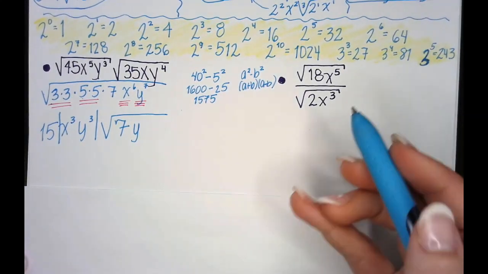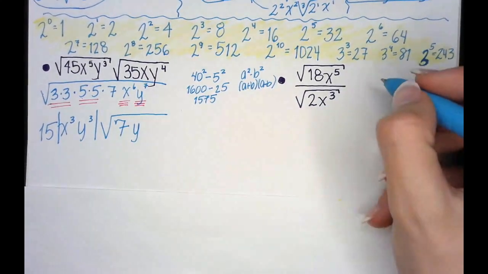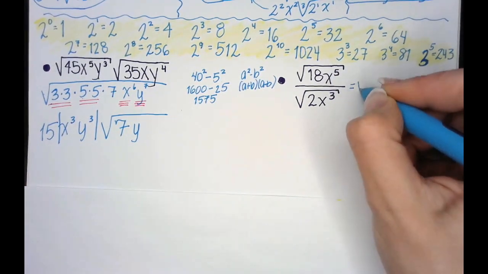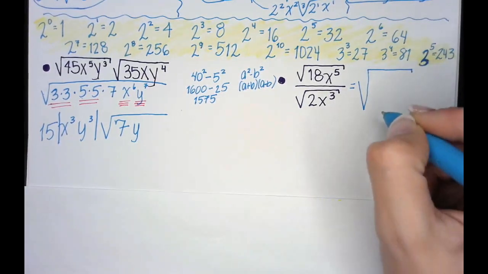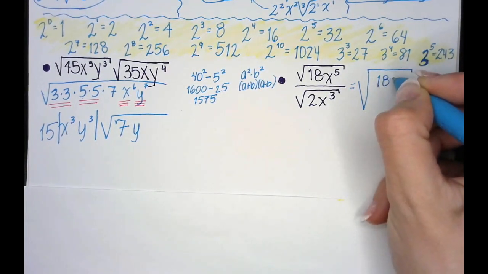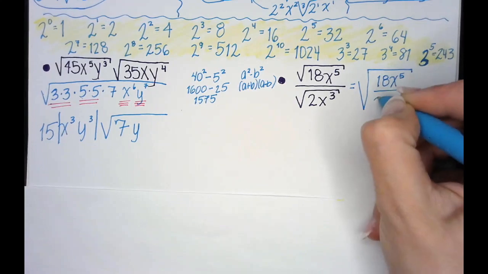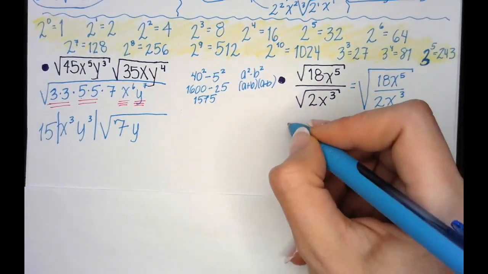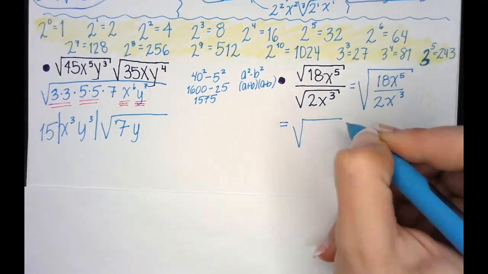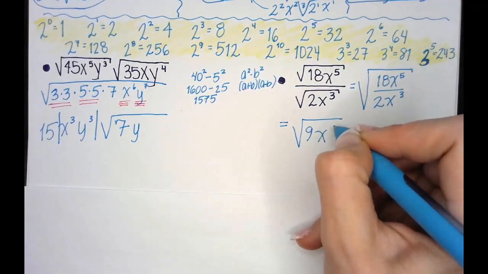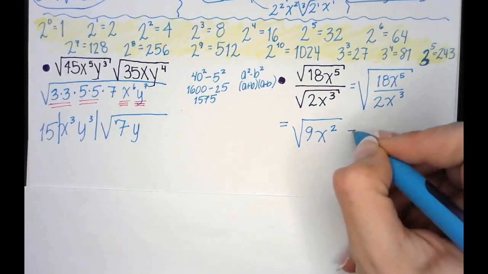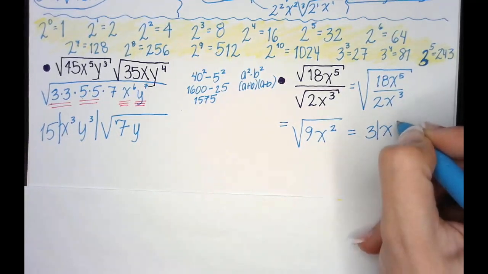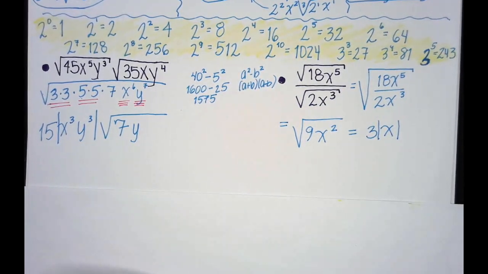Next example. Now, whenever possible, you do want to keep in mind that if you had the same radical on top and on bottom, on the numerator and denominator, you could really make it just one big radical and make it one big happy home. 18x to the 5th over 2x to the 3rd. Now, can you simplify your fraction within? Sure. This is going to be the square root of 9x to the 2nd, and the square root of 9 is 3, and the square root of x squared is x. Again, you don't want to forget your absolute value.